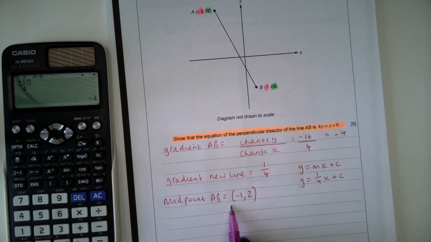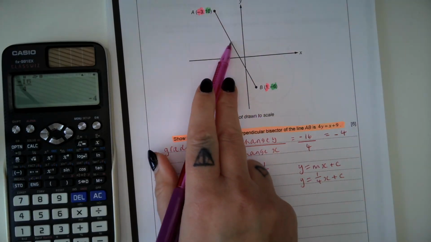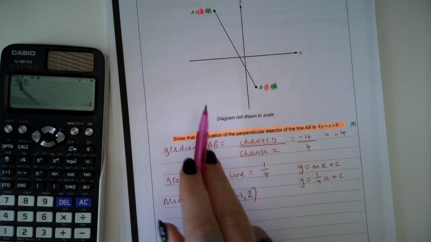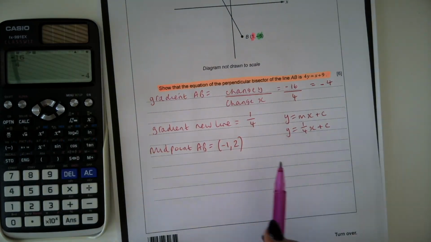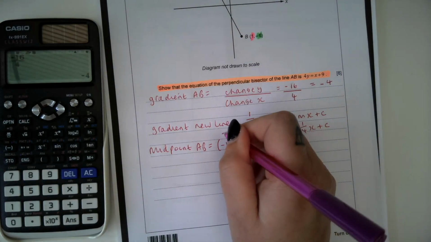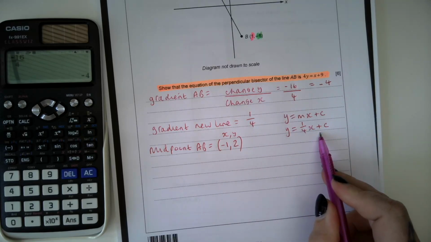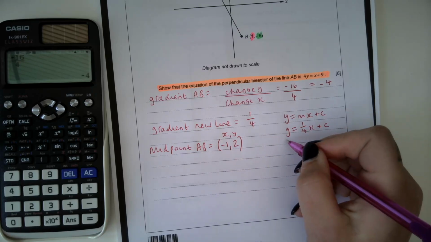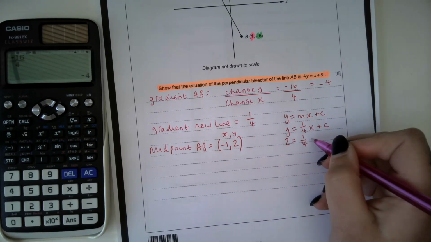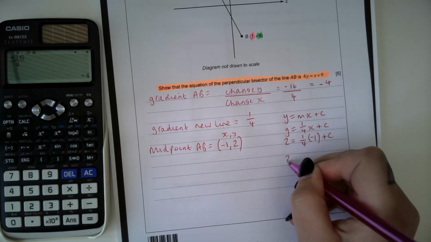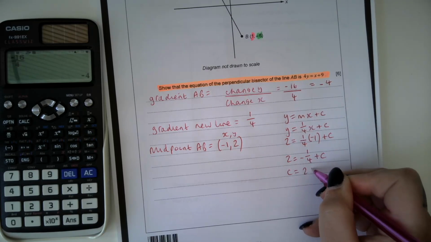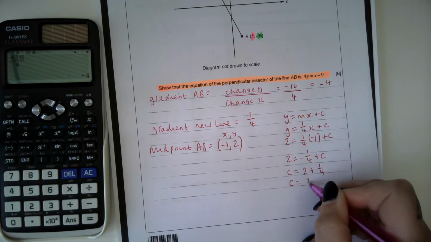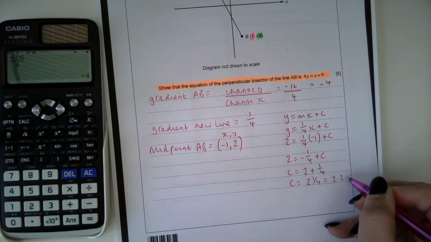So this is now a common coordinate for the line AB as it's the midpoint, and the perpendicular bisector as that's where it would intersect the line AB at a 90-degree angle. We're now going to use these two values for x and y to calculate the c, the y-intercept, for the perpendicular bisector. So y is 2 when x is negative 1. So negative 1 multiplied by a quarter is negative a quarter. So c is equal to 2 plus 1 quarter, which is 2 1/4 or 2.25.